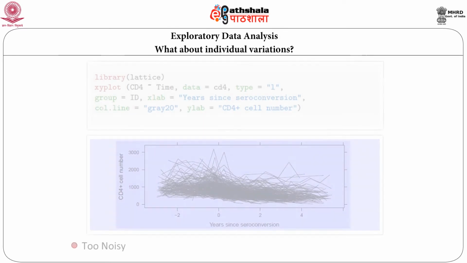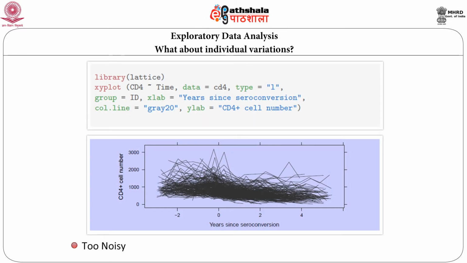What about the individual variations? They are of importance because longitudinal data allows us to study the individual variations. One way can be, as we did for the orthodon data, to draw connecting lines for each individual. However, since we have so many observations for this data set, the problem is that when we draw the plot, it becomes very noisy. We cannot see anything, neither can we infer, so it's all jumbled up.